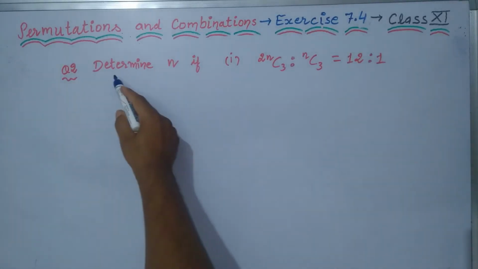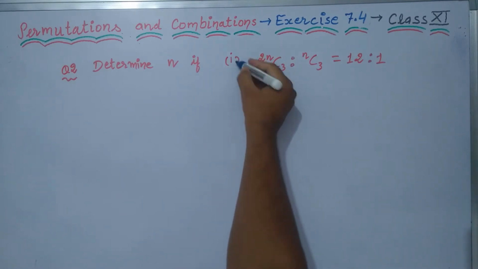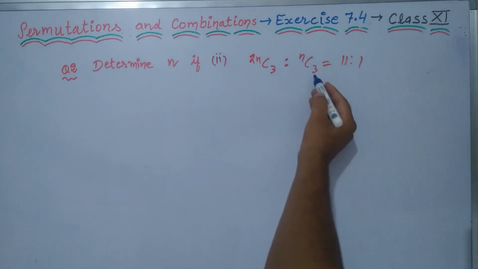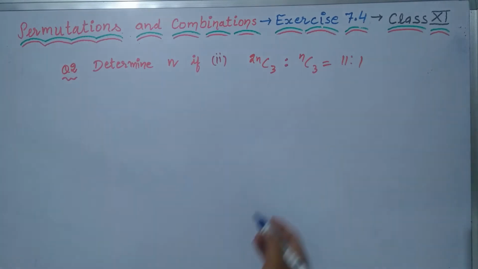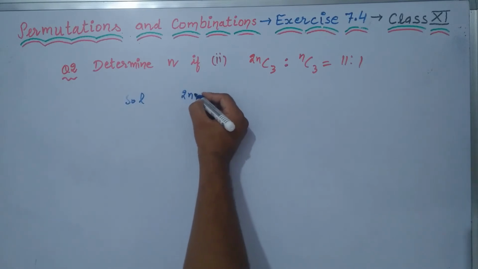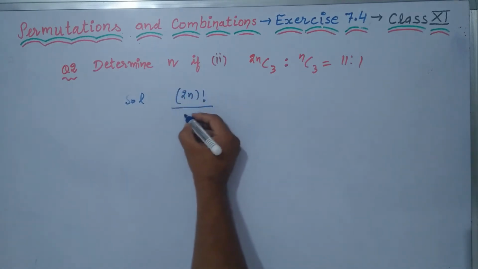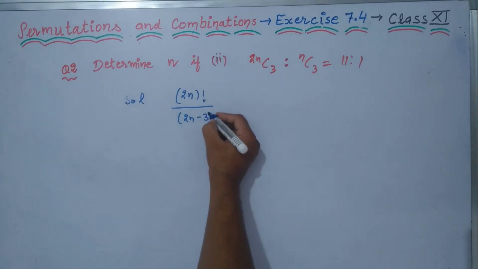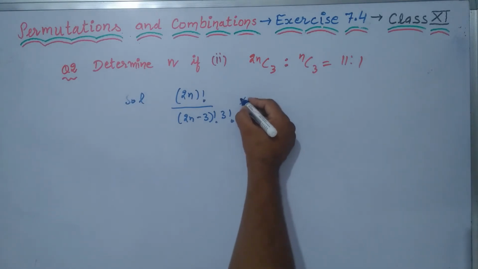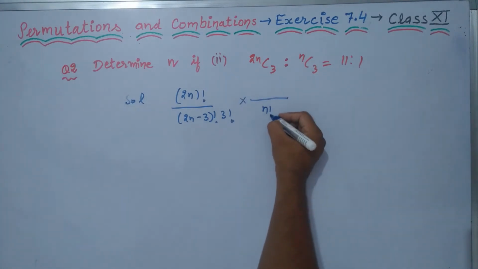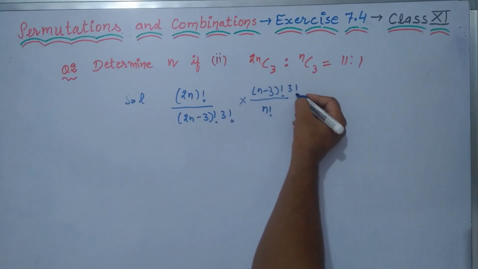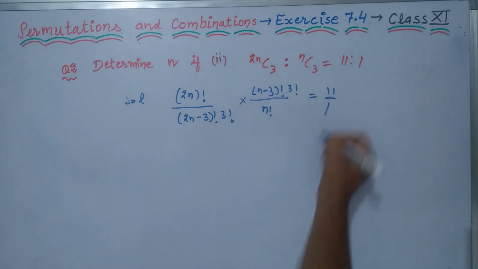Next part, question number 2. Determine n if we have 2nC3 ratio nC3 is equal to 11 ratio 1. So first of all we have 2n factorial divided by (2n minus 3) factorial into 3 factorial, divided by n factorial divided by (n minus 3) factorial into 3 factorial, equal to 11 upon 1.